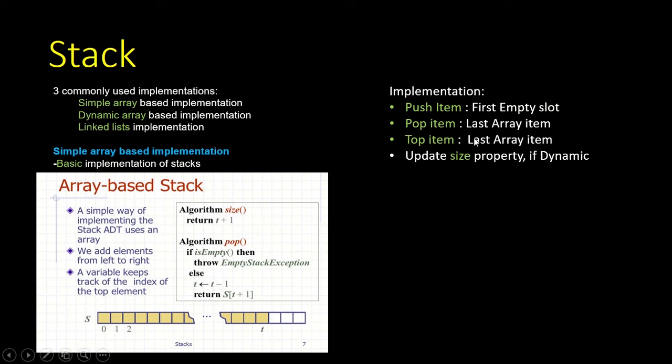In its implementation, you push an item at the first empty slot. So let's say our first empty slot here was 0. When you pop an item, it will pop the last array item that you entered. The top item is the last array item. Then after you do all these methods, you update the size property.